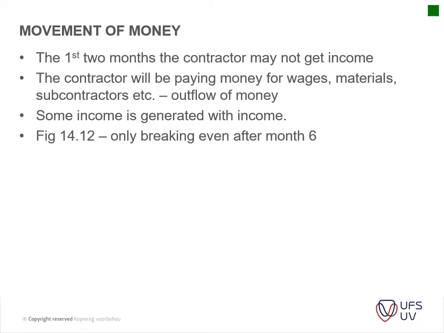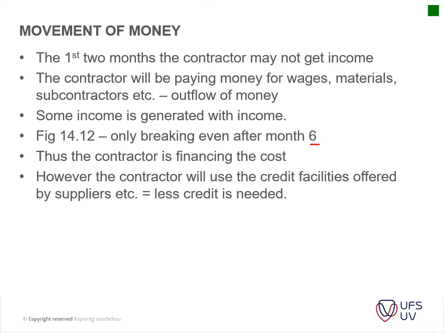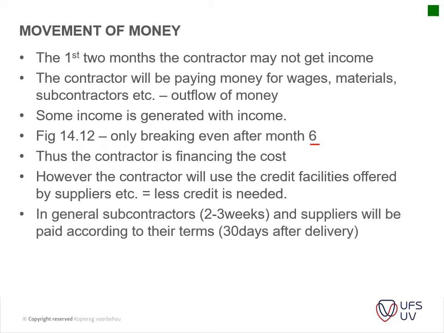Figure 14.12: you only break even after 6 months. Okay, in the example that they've got on page 318, we'll get into that now. You will see that you only break even after 6 months in the project, where your project actually gets into a positive cash flow. Thus, the contractor is financing the project, and the contractor will use the credit facility offered by suppliers to lessen the impact of this deficit.